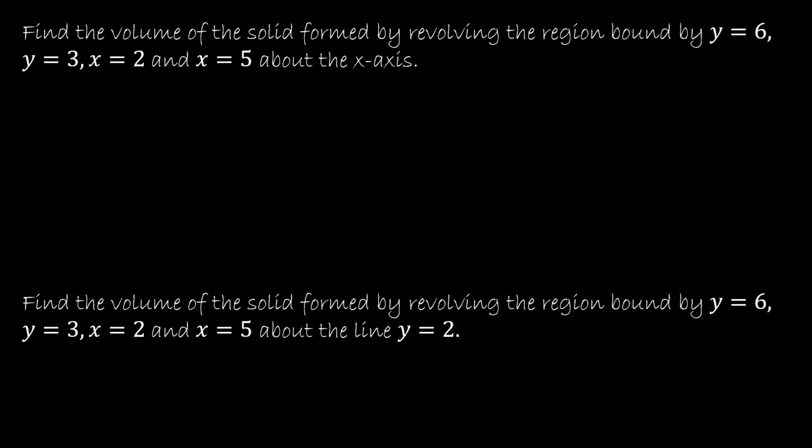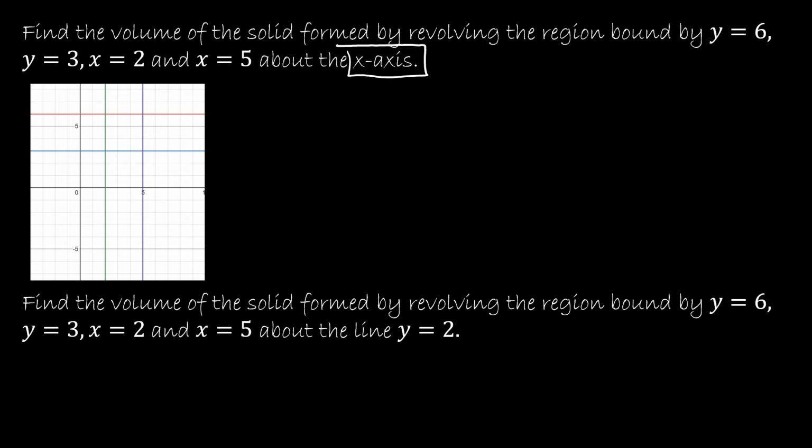So let's take a look at our first example: find the volume of the solid formed by revolving the region bound by y equals 6, y equals 3, x equals 2, and x equals 5 about the x-axis. So again, because it's about the x-axis, the first thing we should do is always to draw the figure. I've used Desmos to draw the lines for me, but this is the region that we're talking about: we're taking that square and we're going to revolve it around the x-axis.